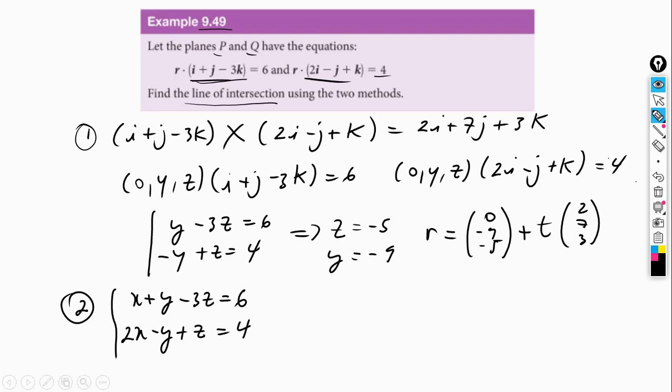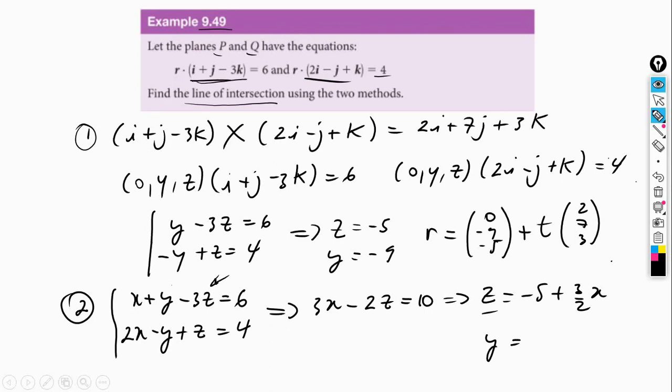So notice that we can cancel out y if we add these. So we would get 3x minus 2z is equal to 10. And then if we rearrange this, we're going to get that z is equal to -5 plus 3/2 x. So if we substitute z into the first equation, we're going to get that y is equal to -9 plus 7/2 x.